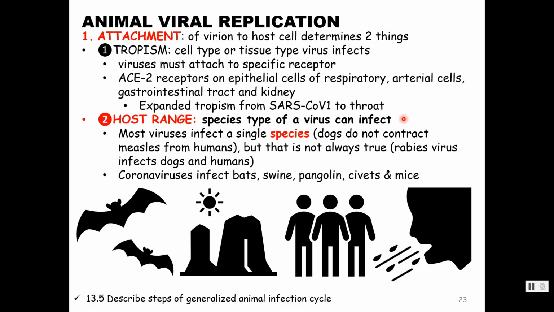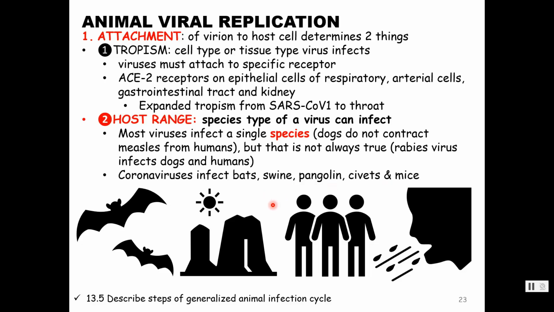The receptor on the host cell is also going to determine species type, and that's called host range. Most viruses just infect a single species, like dogs don't contract measles from us, but that's not always true. The rabies virus has a wide host range. It can infect dogs, humans, and also some other wild animals. Coronaviruses also have a wide range, so they can infect bats, swine, pangolins, civets, and mice.